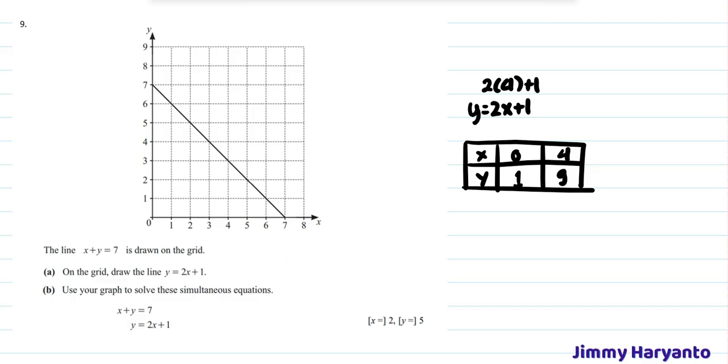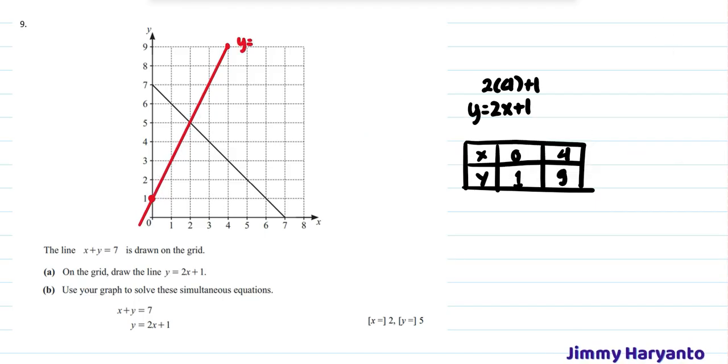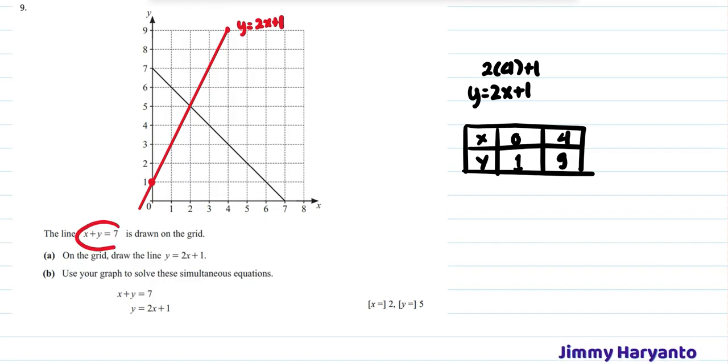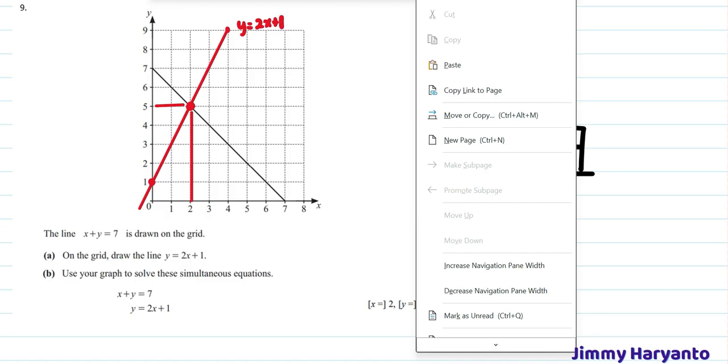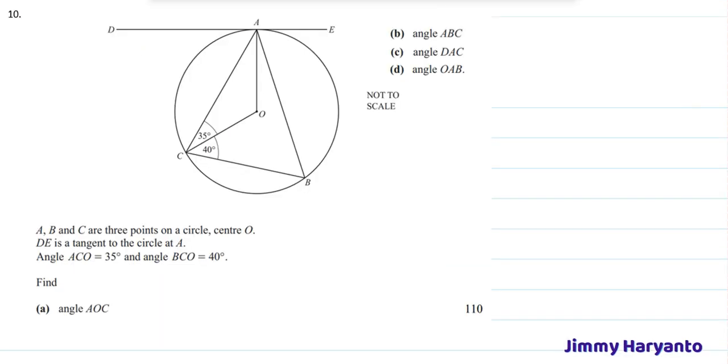Okay, so 0, 1 is right there. And then 4, 9 is right here. You connect them like this. That is our line, y equals 2x plus 1. And then use your graph to solve these equations. The first one is x plus y equals 7. And the second one is the one that we already drew, y equals 2x plus 1. That means you only have to see the intersection. The intersection will be 2, 5. That means the solution of this simultaneous equation is 2, 5. x equals 2, y equals 5. And then the next one is question 10.